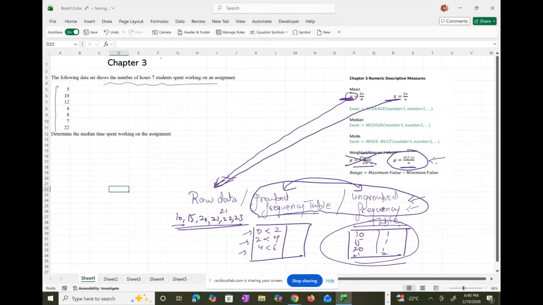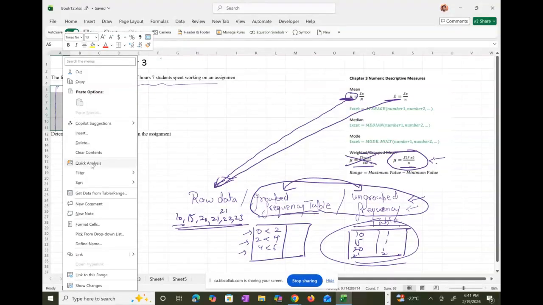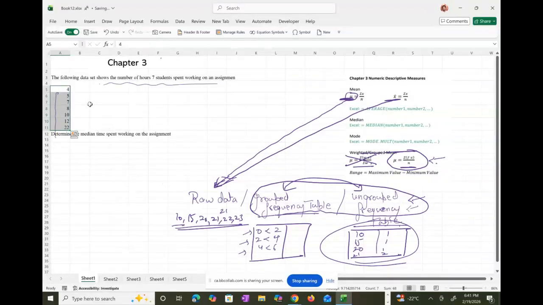I wanted to find the median for this, but before I find the median, I'll try to find the mean also. Before I start solving anything, I just want to sort out the data. Always sort out the data if it is given to you in the raw format. So right click, sort, smallest to largest value. We've sorted out the data.